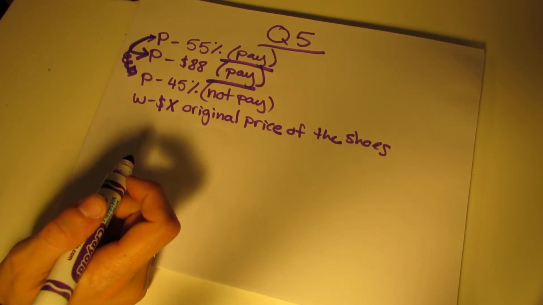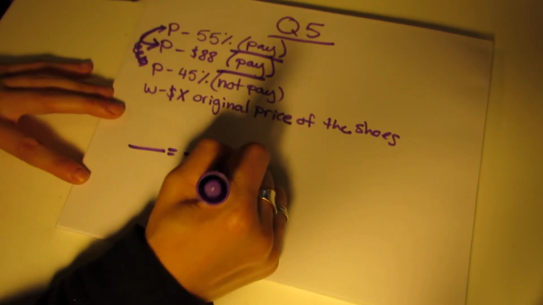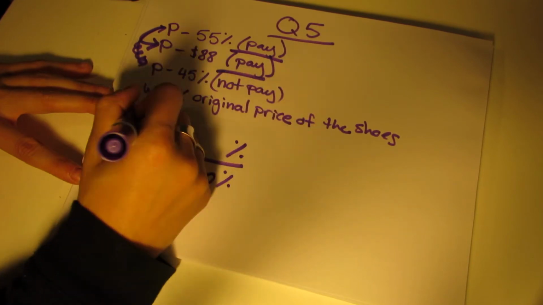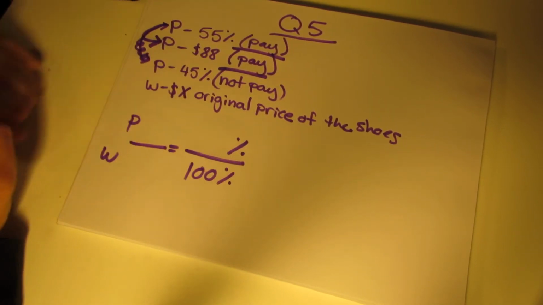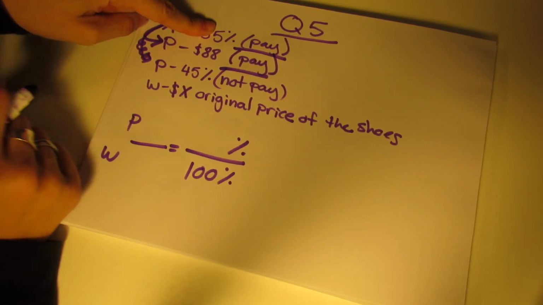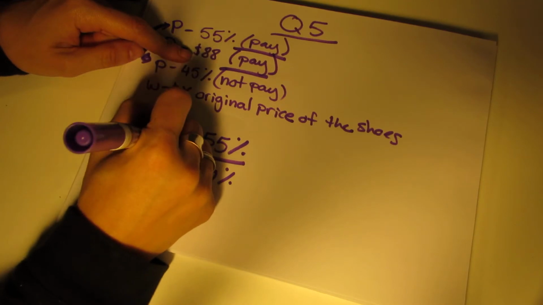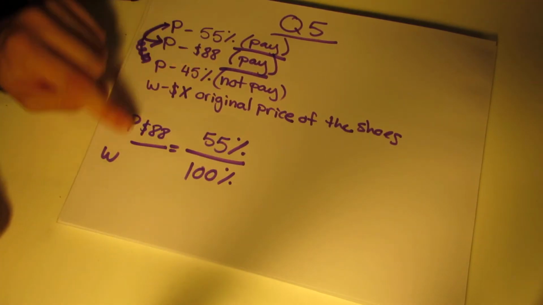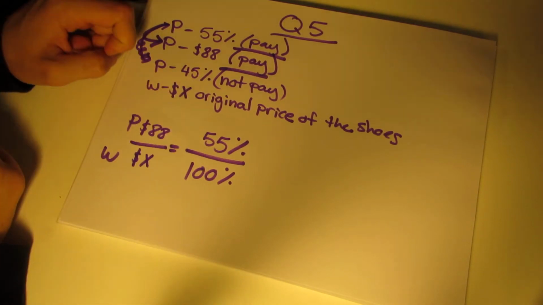Okay? So now I can go ahead and set up my percent proportion. I've got percent out of 100%, part over whole. All right, and you need to do this every single time. Now I'm going to take my percent, fill that in. I'm going to take my other part, $88. Please put dollars, okay? That's going to help you. And then you're solving for the original price.